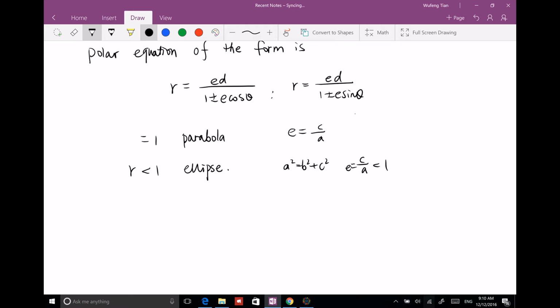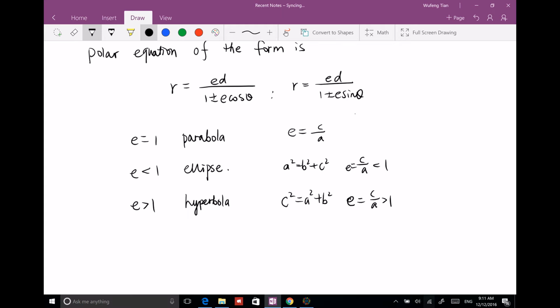Sorry, my bad. And if e is bigger than 1, it's going to be a hyperbola. That's what we learned in the previous class. Hyperbola, because in the hyperbola you have c squared equals a squared plus b squared, so e equals c over a must be bigger than 1.